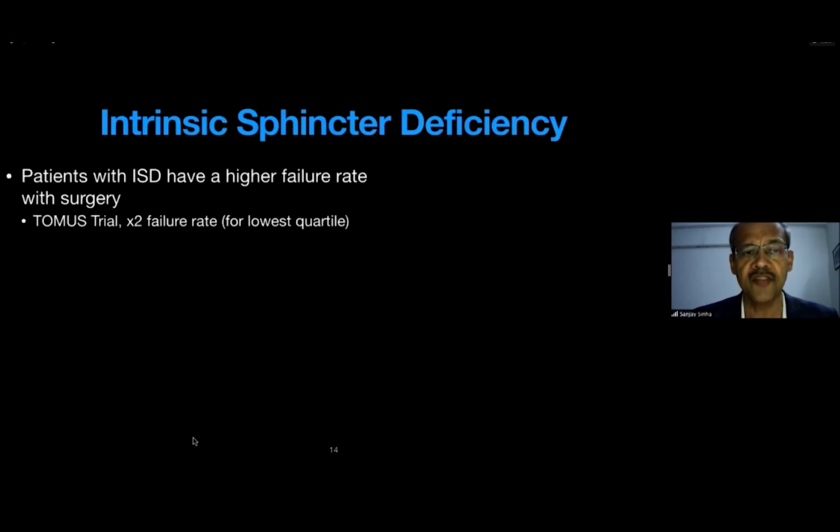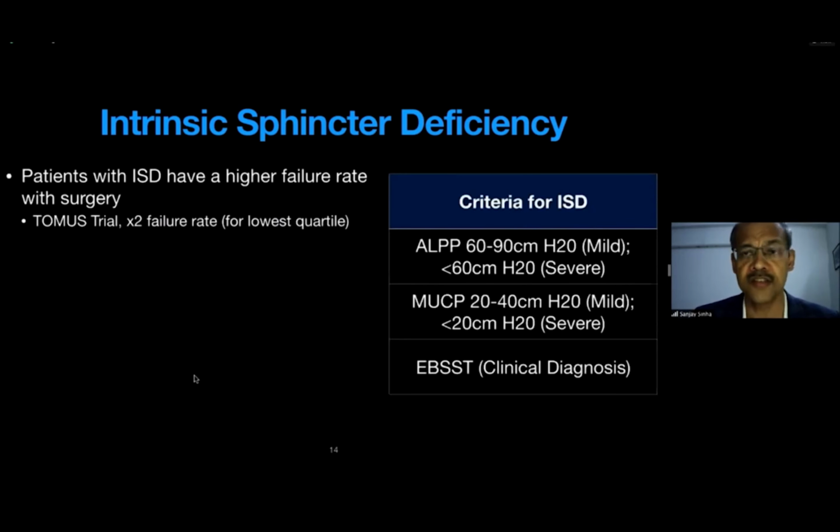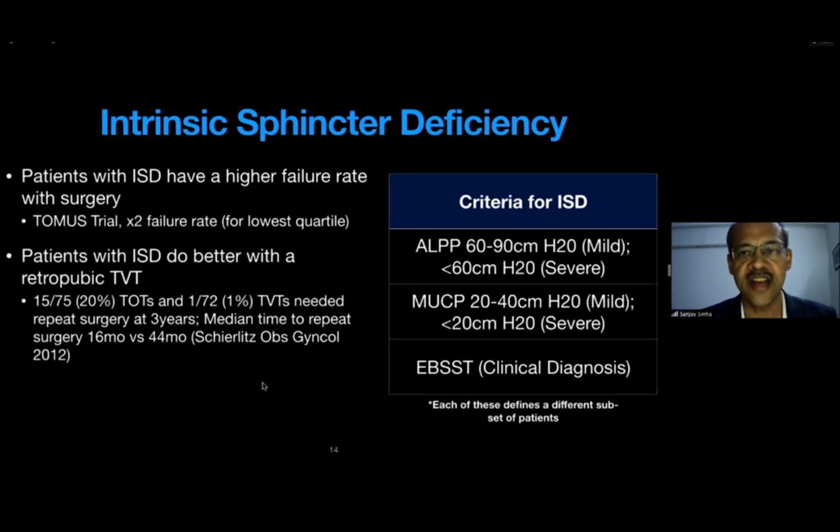The other important finding is intrinsic sphincter deficiency, and we know that patients with ISD have a higher failure rate with surgery as compared to patients who don't. ISD has been defined in various different ways: by the abdominal leak point pressure, by the maximal urethral closure pressure, and by the clinical test of the empty bladder supine stress test. But each of these three things tells us a little bit of a different quality about the patient. They're not really comparable. Each of these definitions for ISD yields a different patient subset. But we do know that these patients tend to have a higher failure rate.